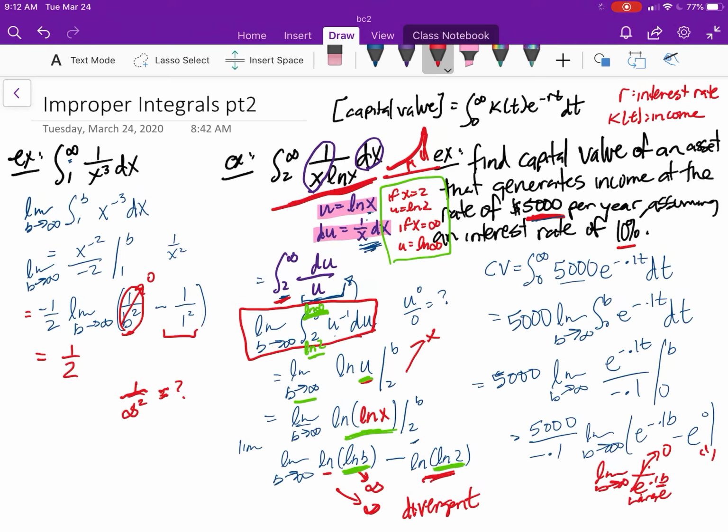All right, so all we have in this parentheses is a negative 1, which then we have 5,000 divided by positive 0.1, since we multiplied by a negative, which equates to 50,000. So the capital value of this scenario is going to be $50,000.